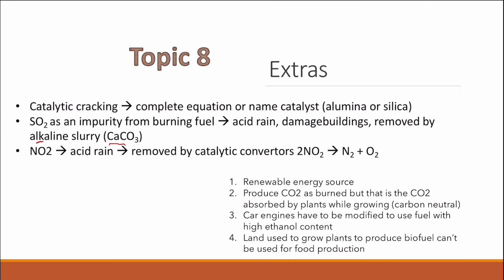And then the nitrogen oxides, again, they come from the high temperature of the engine in cars. So again, they cause acid rain, and they can be removed by catalytic converters. So you can put the equation as nitrogen oxides give you nitrogen and oxygen.